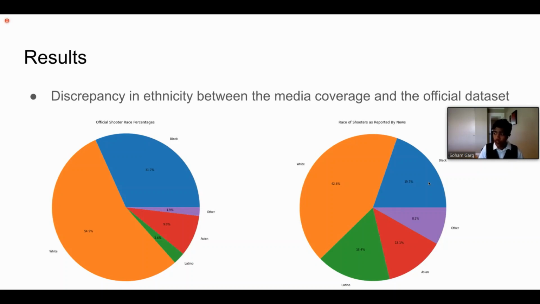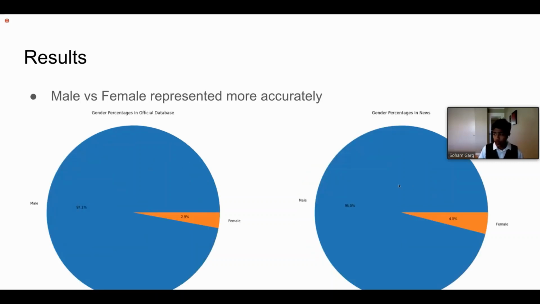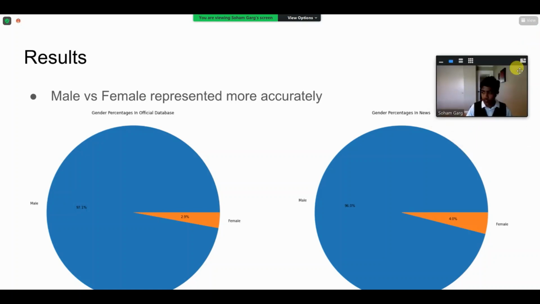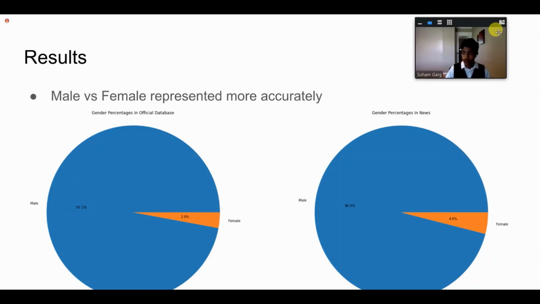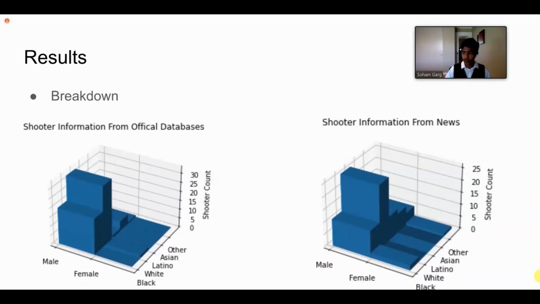And we also analyzed the media perception versus the actual shootings committed by males or females. As shown in the graphs on this slide, there's much more accuracy in the media reported gender of the shooter. Even though there's a small difference in percentage in the pie charts, after completing the chi-square test, we found that there is no significant statistical difference between the observed shooters' genders and the news reported shooters. So this slide basically gives us a breakdown of the race of the shooters as well as whether they're male or female.